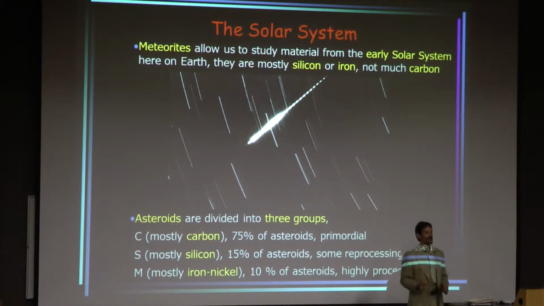So if you're buying anything on eBay, you want to actually buy the meteorite, not the meteor, because the meteor is still in flight, and if you buy that, it'll hit you. So you don't want to do that.